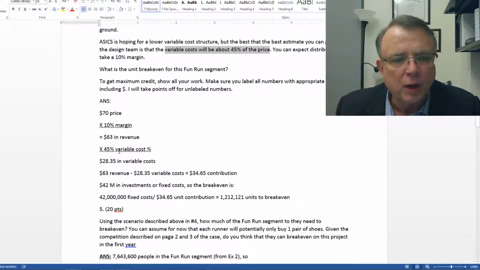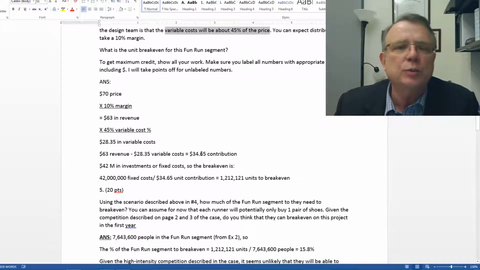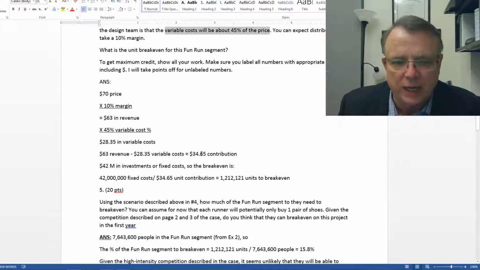The variable costs are 45%, or $28.35, of that $63 in revenue. So the contribution is $63 in revenue minus the $28.35 in variable costs. So the contribution is $34.65. Okay.